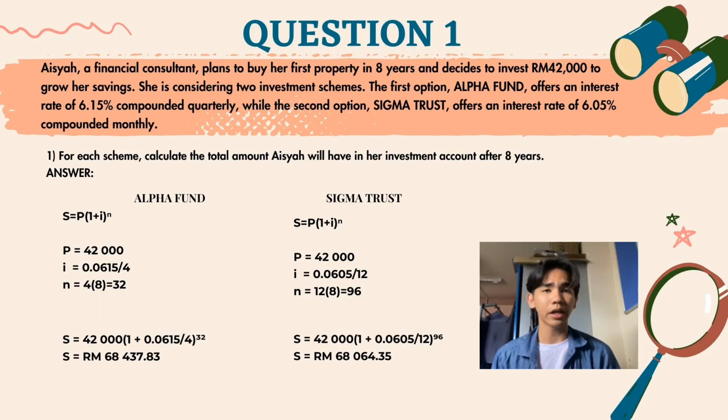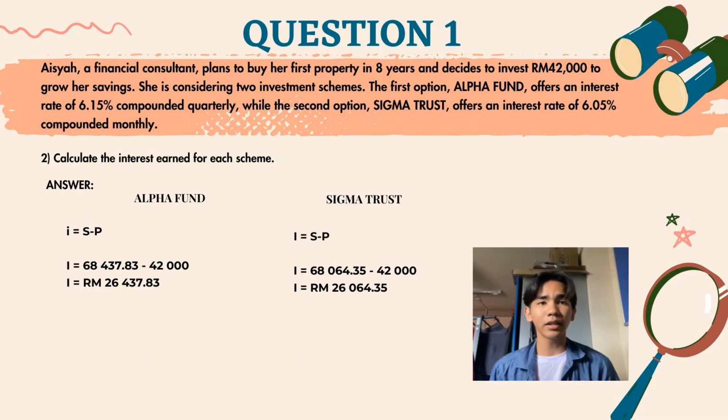We will use the formula S equals P in bracket 1 plus i, to the power of n. We will calculate the Alpha Fund first. For Alpha Fund, P equals 42,000, i equals 0.0615 over 4, n equals 32. Substituting in the equation, you will get RM 68,437.83. For Sigma Trust, we use P equals 42,000, i equals 0.0605 over 12, n equals 96. Substituting in the equation, your answer will be RM 68,064.35.